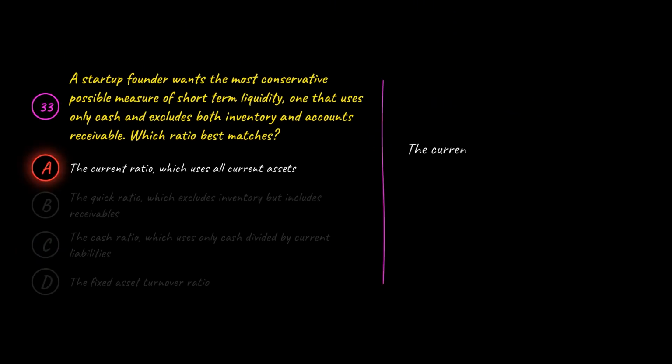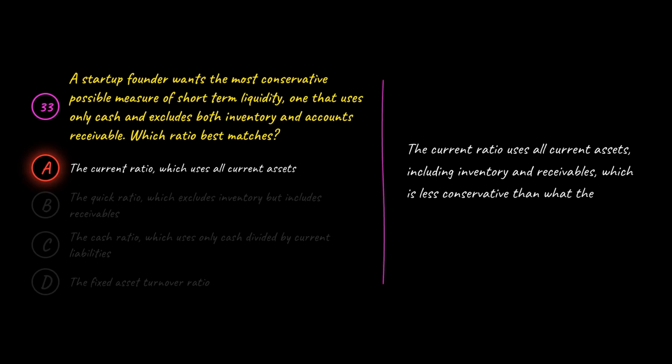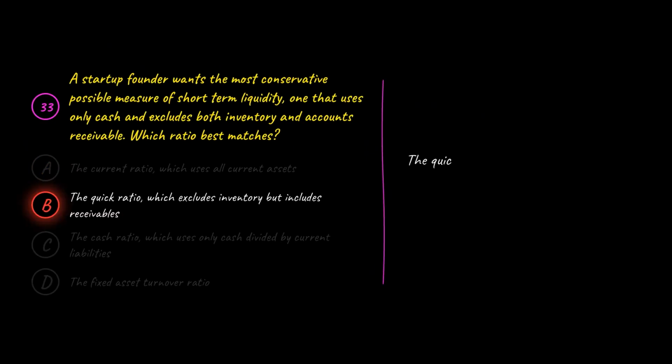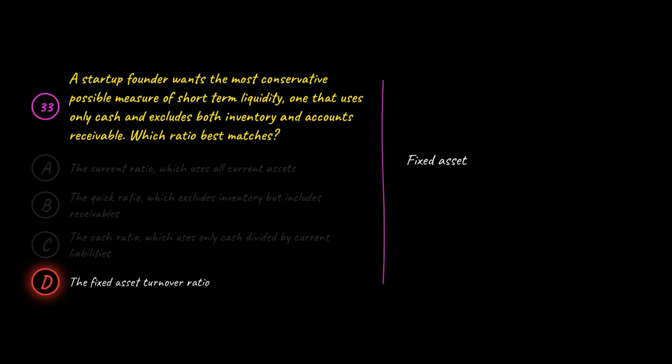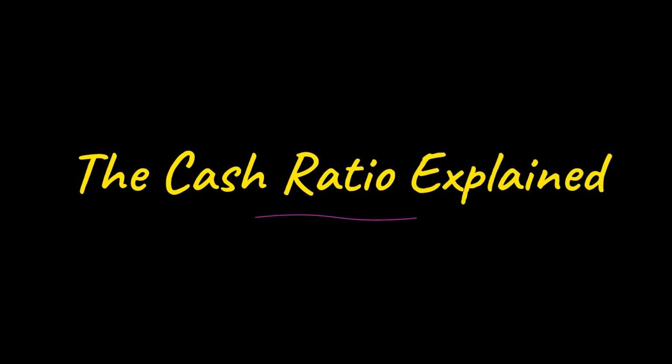A is wrong because the current ratio uses all current assets, including inventory and receivables, which is less conservative than what the founder wants. B is wrong because the quick ratio excludes inventory but still includes accounts receivable, which means it is more lenient than the cash ratio. D is wrong because fixed asset turnover compares revenue to fixed assets and is an efficiency measure, not a liquidity measure.